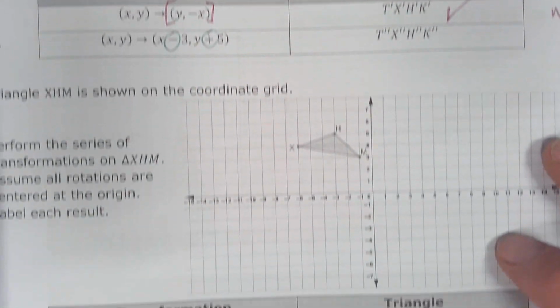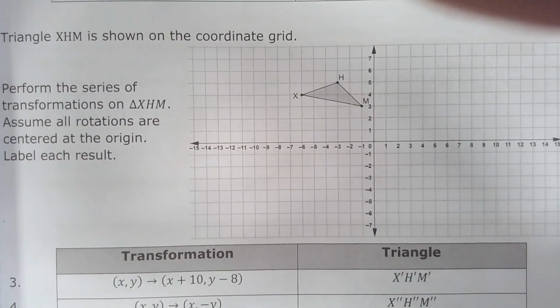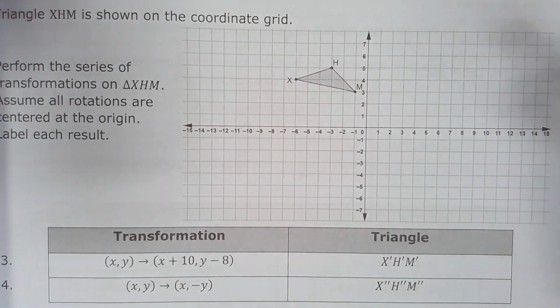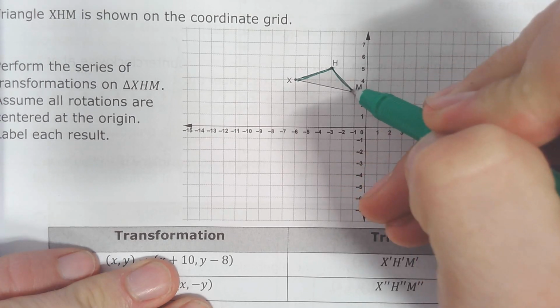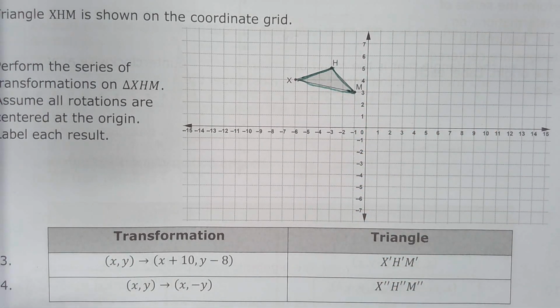Okay, moving on to number 2. Hopefully I can stretch the camera out far enough. There we go. Okay, so number 2. We'll use this as my green. My first one is green. Okay, and my second one I'll use as orange.